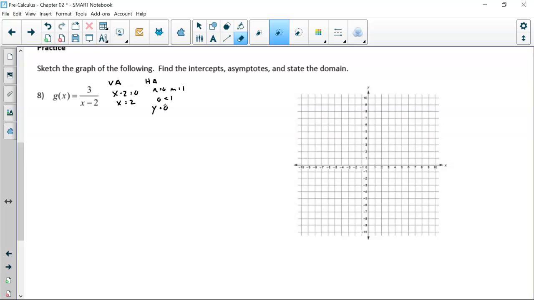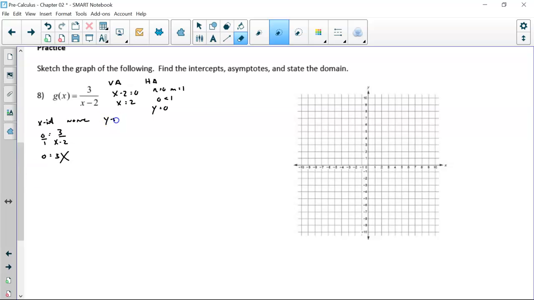Let's find those intercepts while we're at it. For our x-intercept, set y equal to 0. So it's 3 over x minus 2. Put the 0 over 1 and you can cross multiply. X minus 2 times 0 is 0. 1 times 3 is 3. 3 can never equal 0. That's not true, so there is none. The x-intercepts are always going to be the real zeros of the numerator. If you forget that, you can always find it anyway.